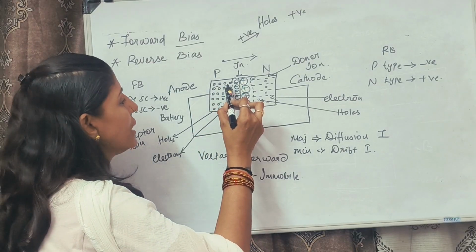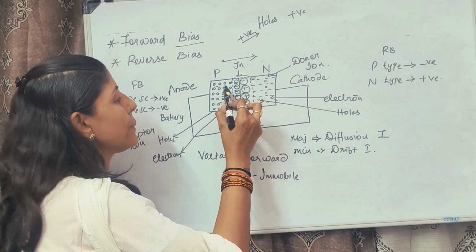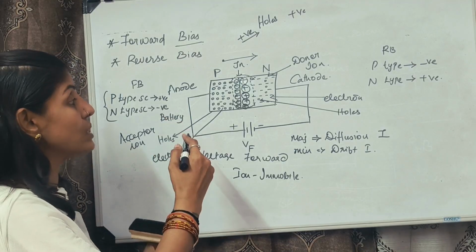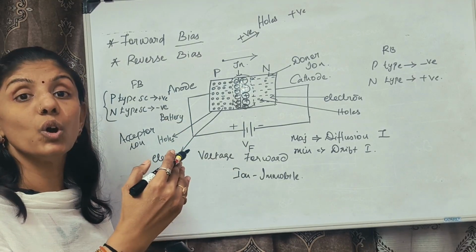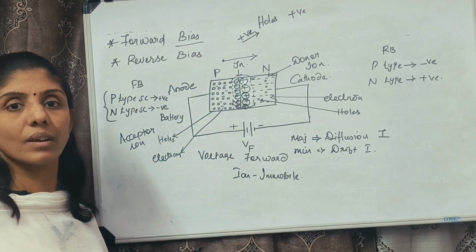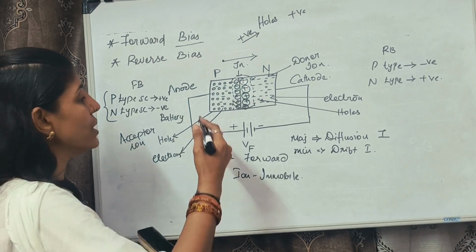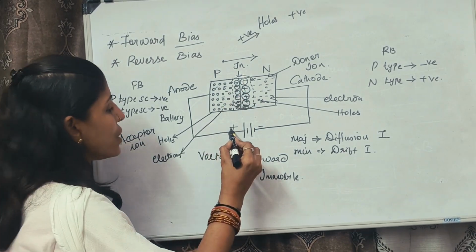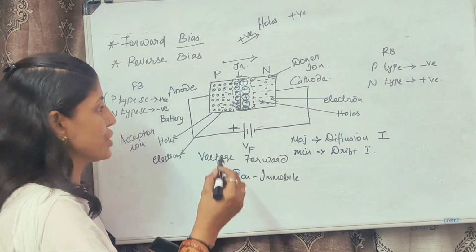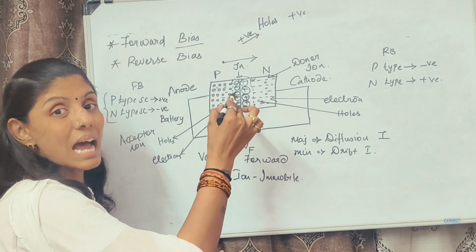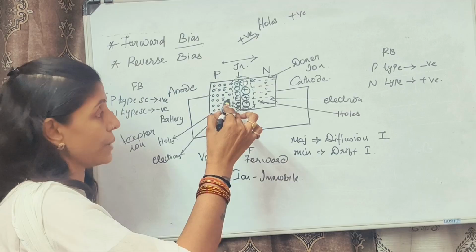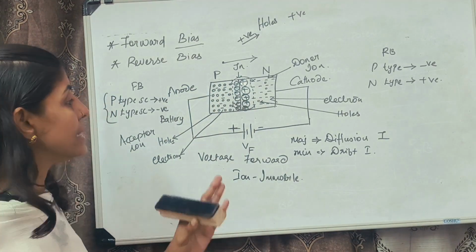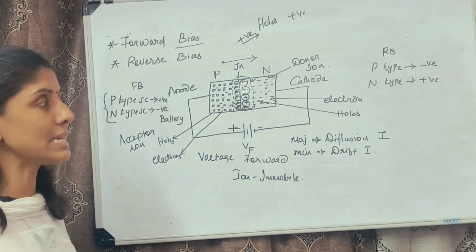If like charges are repelling each other, what will the holes do? The holes try to move from the p region to the n region. In other words, the holes are trying to cross the junction. Because of the application of positive voltage, the holes available in the p region try to reach the junction, right?